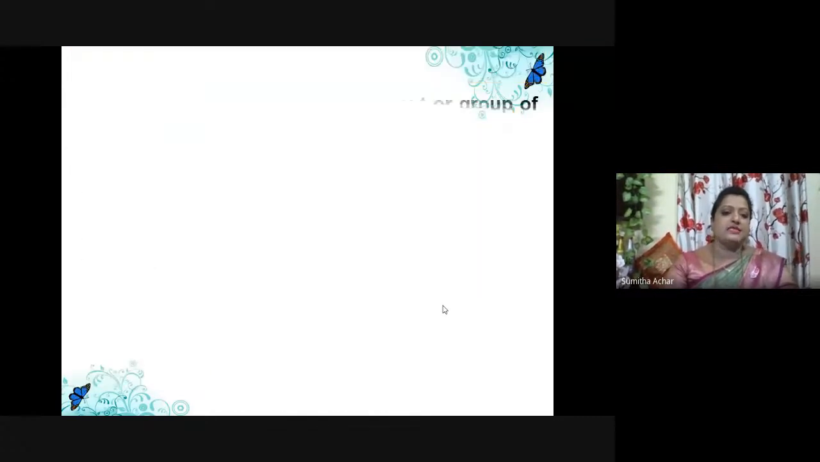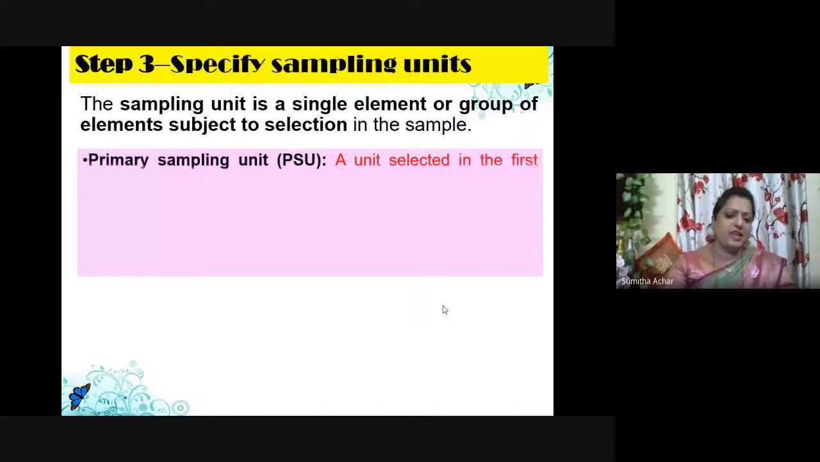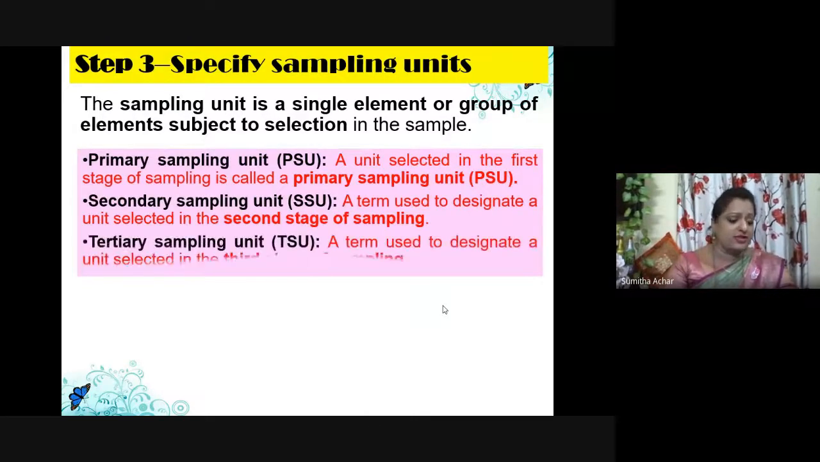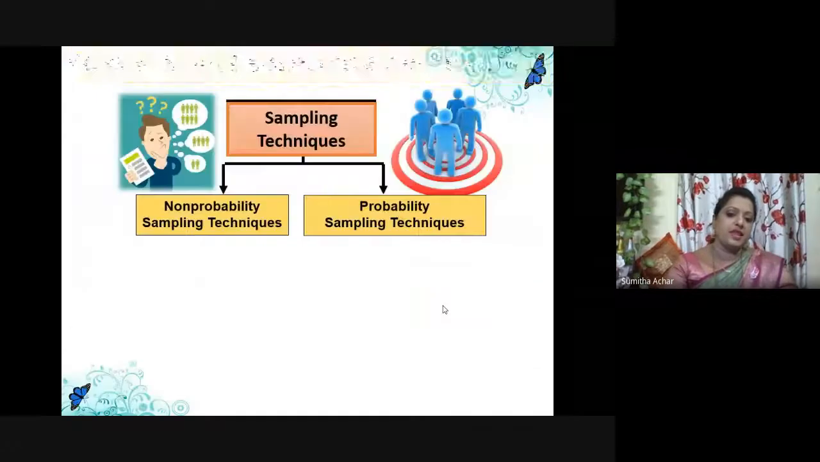The next is the third step. Again, sampling units. You are very clear now what sampling units are. Sampling units are also called what? Elements, subjects, right? You also call them elements or subjects. So you have to be very clear about the sampling units.